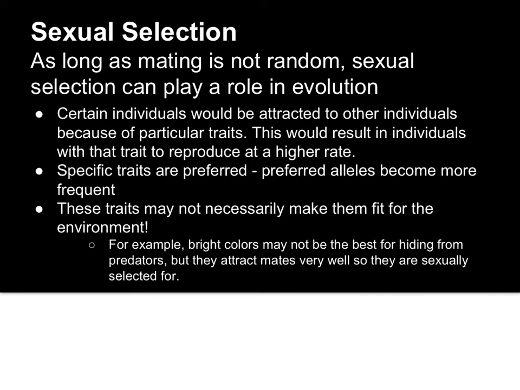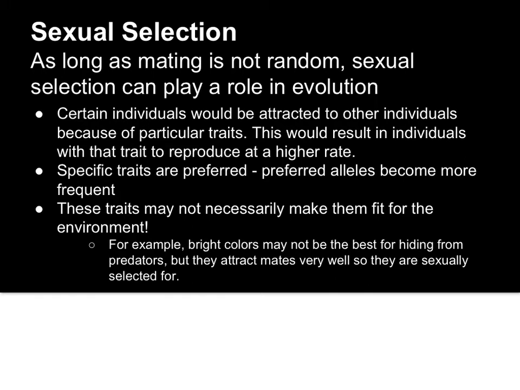Our next one is sexual selection. As long as mating is not random, so if there's a reason that certain individuals are mating with certain other ones, sexual selection can influence evolution. We're assuming that we're not just having everybody mating with everybody for no reason at all. Certain individuals are going to be attracted to other individuals because of particular traits, which means that the trait they're attracted to is going to reproduce at a higher rate. So specific traits are going to be preferred.